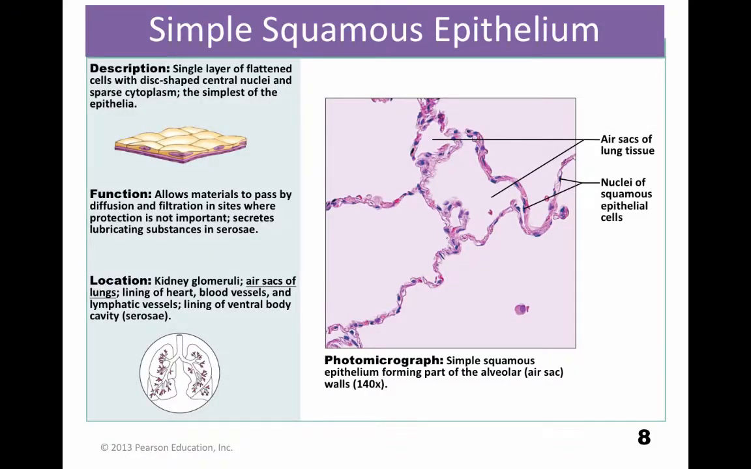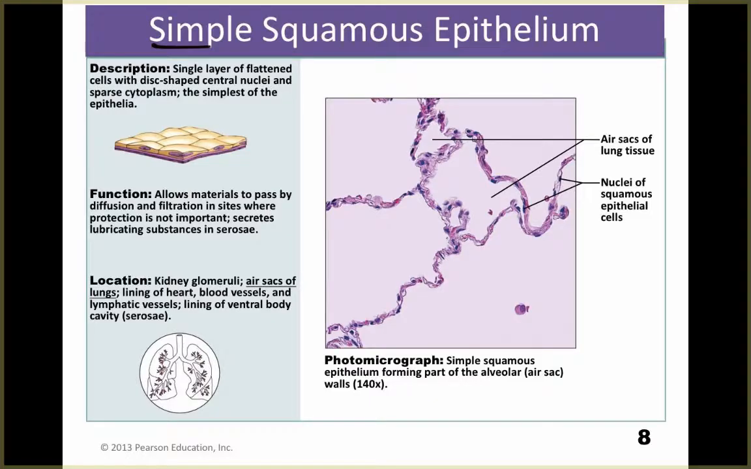And so let's start first with simple squamous epithelium tissue. And so you can find this is simple, right? So simple means what? Hopefully you said it's single layer. And squamous is going to be that flat, disc-like shaped cell, right? So this is one of the simplest epithelial tissues.